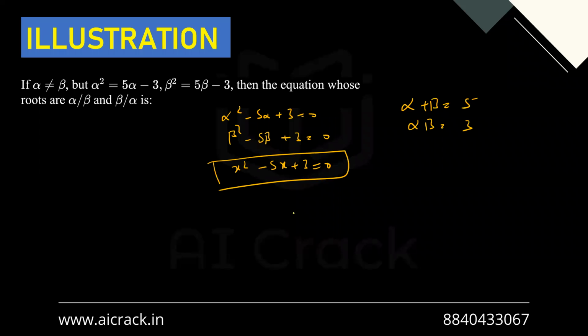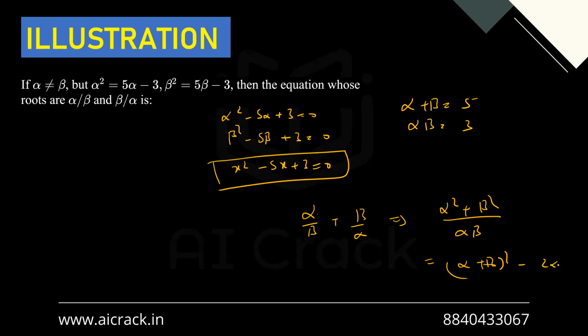And we have to find out the value of alpha by beta plus beta by alpha. That would give me alpha square plus beta square divided by alpha beta. That is nothing but alpha plus beta whole square minus 2 alpha beta divided by alpha beta. Now you can use these values and find out the value of the summation of roots. You can find out the value of the product of roots, and then you can find out the equation, basically the new equation.